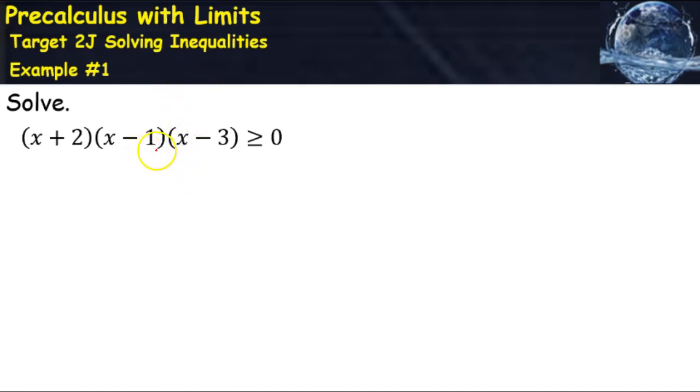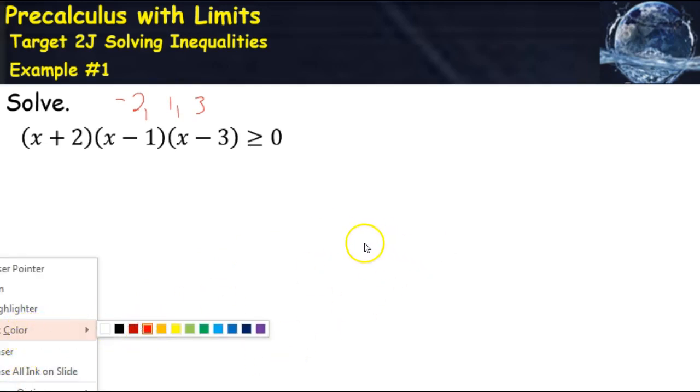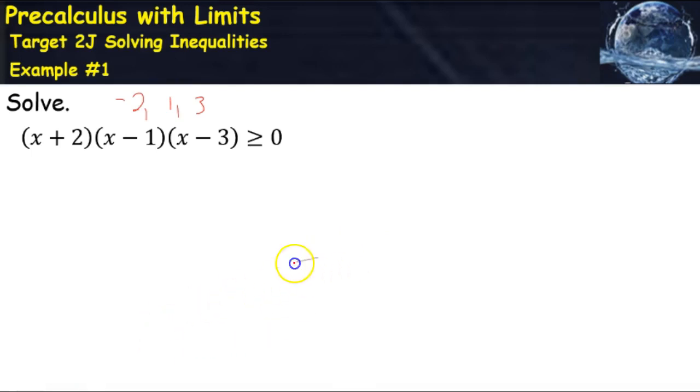So to solve this inequality, I need to find my zeros. So my zeros are -2, 1, and 3. And I need to put those in order on a number line down here. Whoa, that got away from me. Let's try that again. That's a little bit better. So I put them in order on the number line, and this happens to be the order -2, then 1, then 3. Extend these lines up.